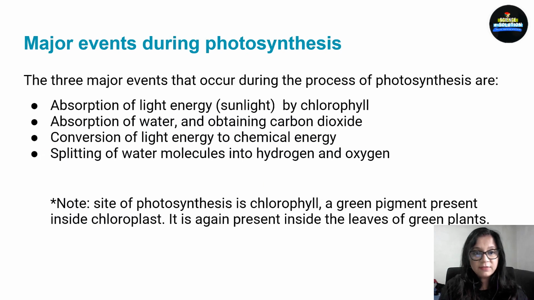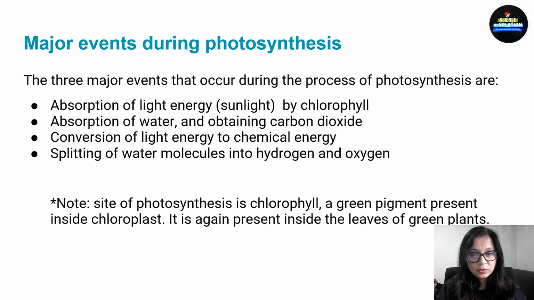Now, what are the major events occurring during photosynthesis? Again, an important area to focus on. Points are directly given in your book also for your recap. First, the light energy is absorbed. How is the light energy absorbed? By the chlorophyll. Then absorption of water through the root hairs, roots, and then it passes to the leaves. Then comes obtaining carbon dioxide from the atmosphere. Conversion of light energy into chemical energy. Light energy is converted into glucose, that is the chemical energy. And finally, the water molecule is split up to form oxygen, which is released as an end product of photosynthesis.